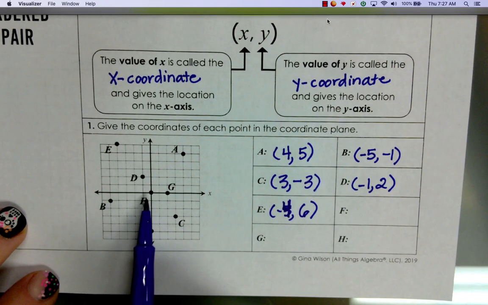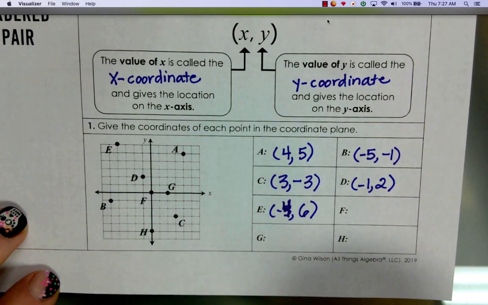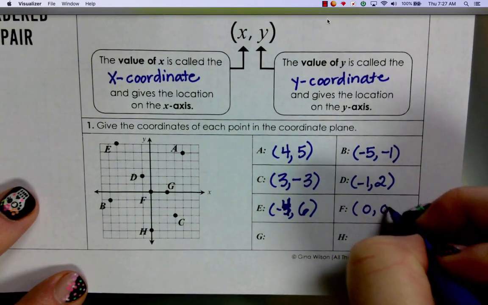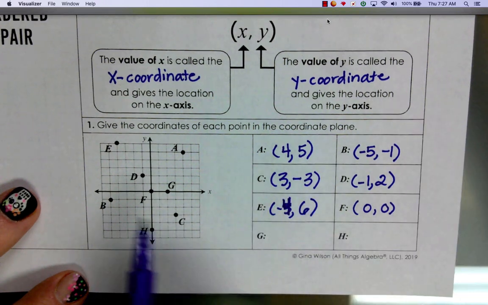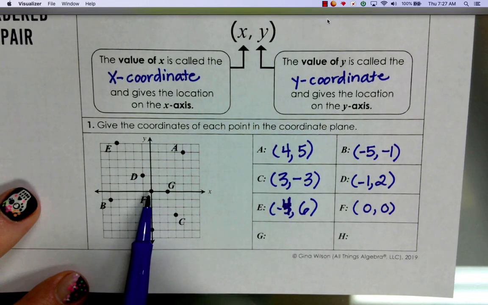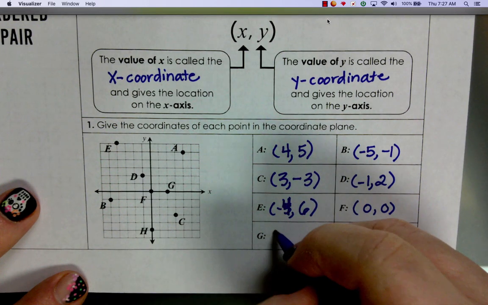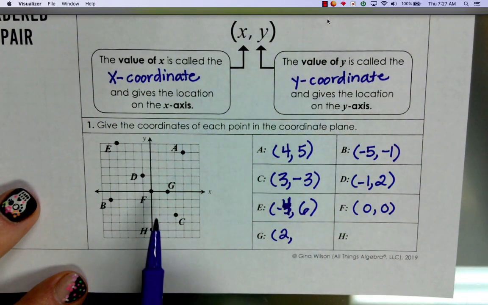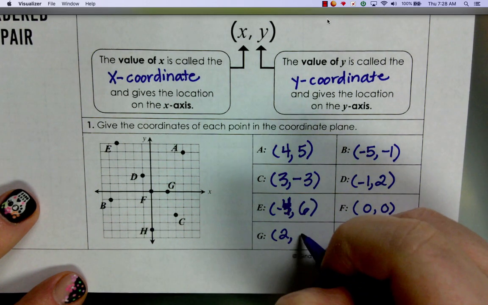F, right here, this is my origin. So when I start, it's 0, 0, which is also the origin. So G, starting at my origin, I'm going to count until I get to G. 1, 2, positive 2. Now here is the kicker with this. I'm on my x-axis and I'm not going anywhere. I'm not going to go up or down. So that would be 0, 0.